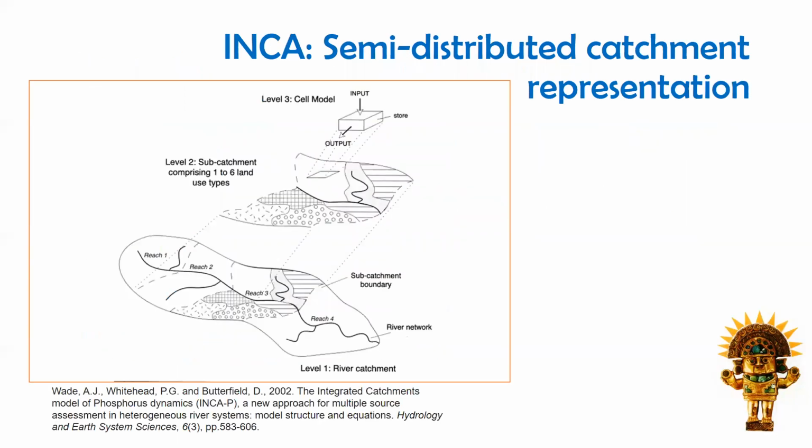So INCA takes a semi-distributed approach to representing a catchment. As I said, there's 3 levels to this semi-distributed approach. Starting at level 1, the river catchment.